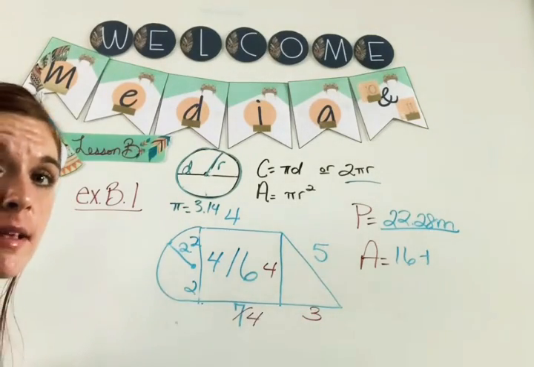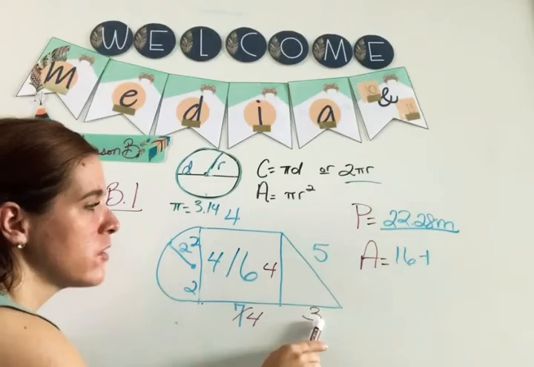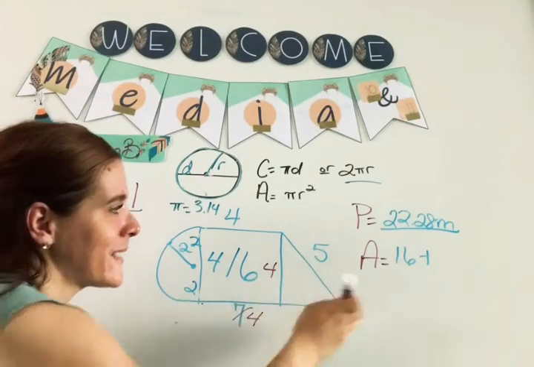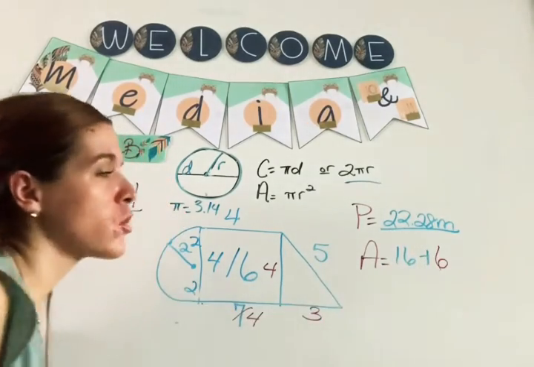So now, base times height divided by 2. 4 times 3 is 12. 12 divided by 2 is 6. Okay, there's your area for that.